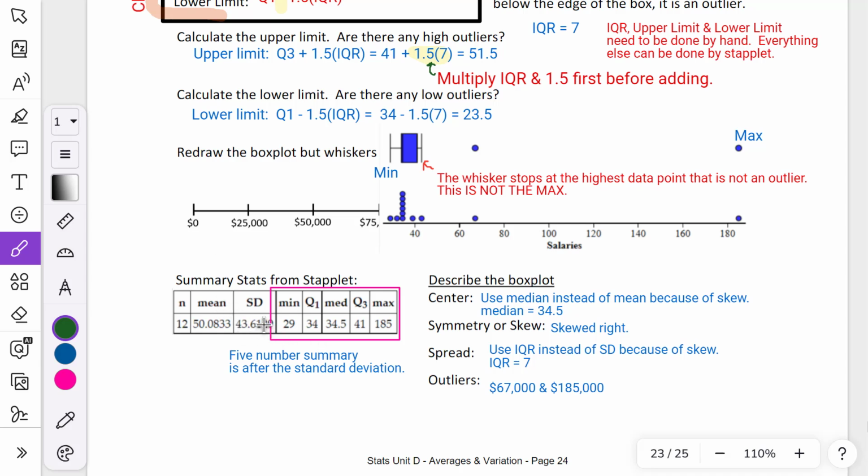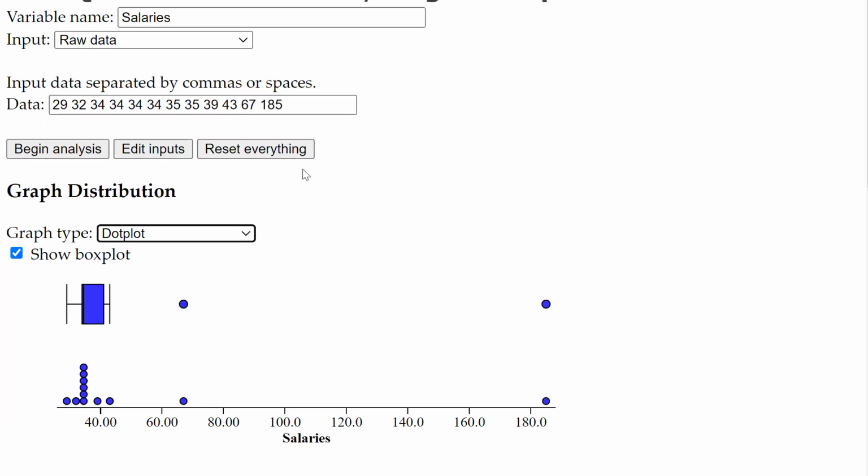And you're going, but IQR is not on the Statflet. Well, subtract Q3 minus Q1. And then the outliers should be auto-identified for you on the Statflet. In fact, if you float over them, you can see their values right there, okay?